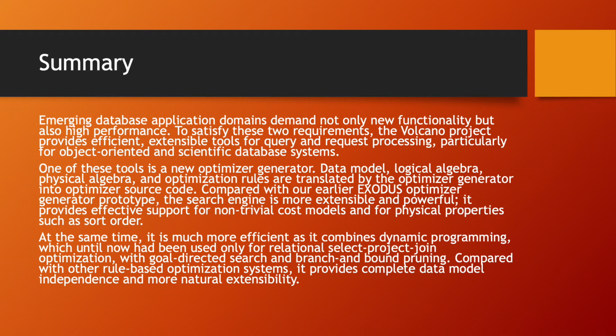Data model, logical algebra, physical algebra, and optimization rules are translated by the optimizer generator into optimizer source code. Compared with their earlier Exodus optimizer generator prototype, the search engine is more extensible and powerful. It provides effective support for non-trivial cost models and for physical properties such as sort order.